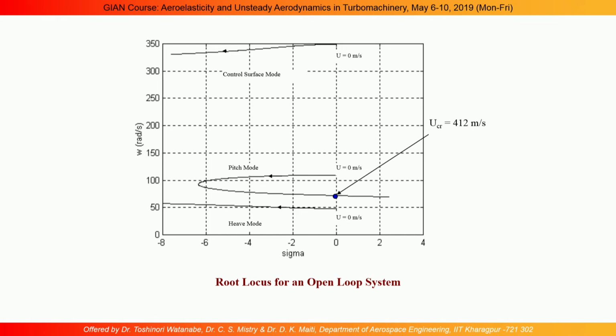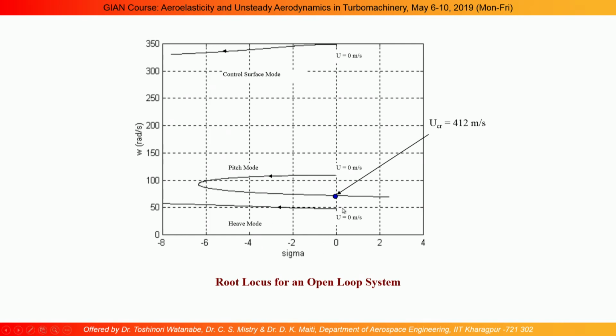We can represent in a different mode. One I have discussed: damping versus forward velocity, frequency versus forward velocity. Or I can take this root locus plot. In a complex domain, when I am getting a root, I can take the real part as the x axis and the imaginary part as the y axis. Then I can track the modes.